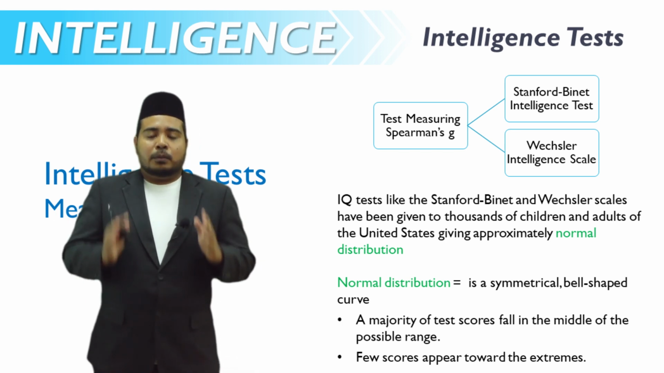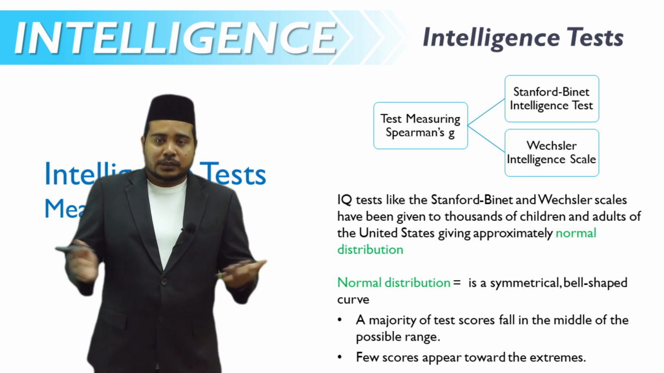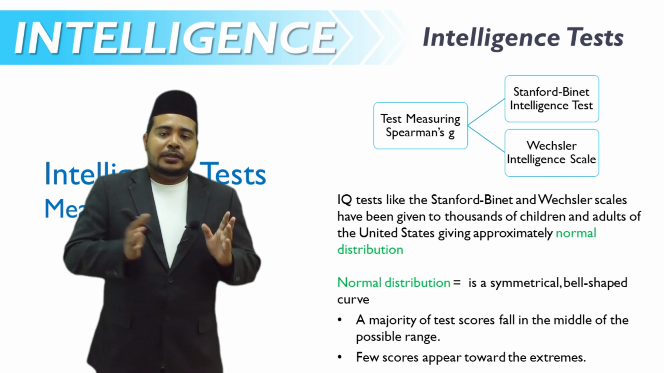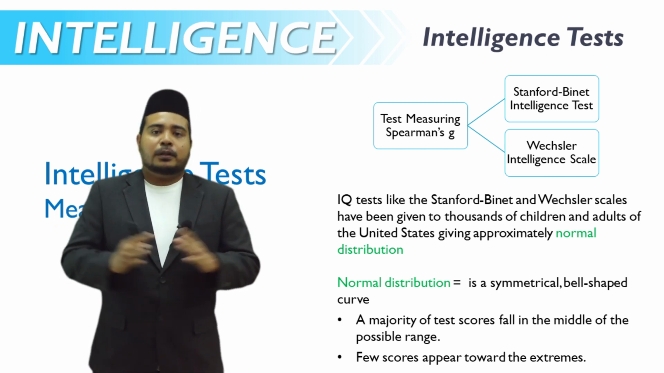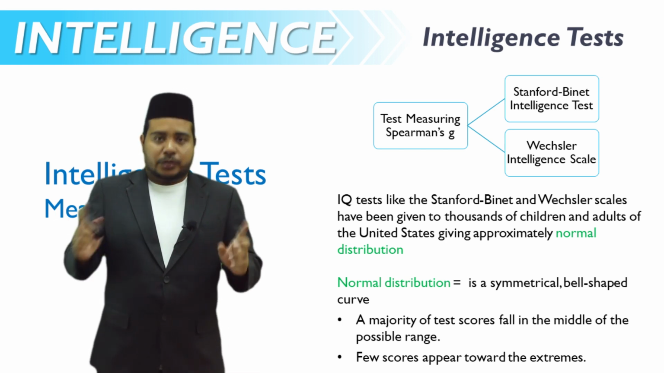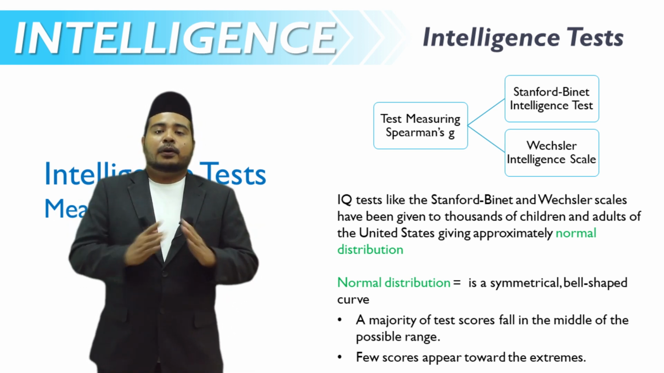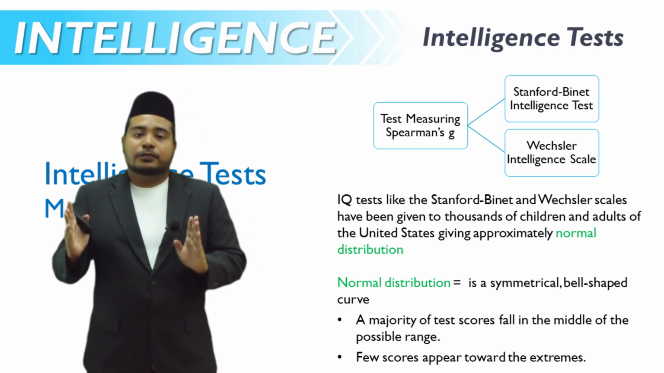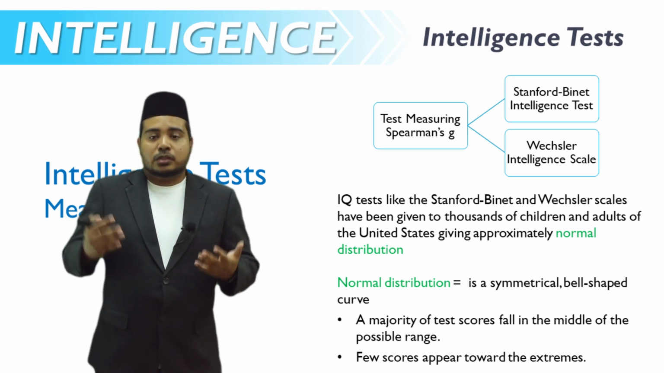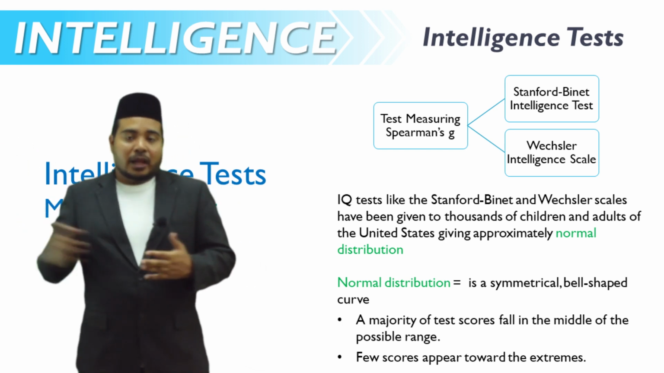So when we get normally distributed scores of anything, intelligence tests, exams, even attitude tests or aptitude tests, this means that a majority of test scores, of people who answer the intelligence test, fall in the middle of the possible range. Okay, if the median of that score is 50, for example, they fall below and above 50. So the average or middle of the possible range. Few scores will appear towards the extremes. Extremes here means the high score and low score.